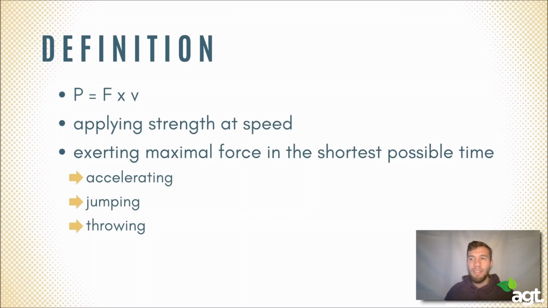What that exactly means is we're trying to apply a strength at a certain speed. Therefore, maximal power would be producing the highest force at the highest possible velocity. When we talk about explosiveness in relation to power, what we mean is we're trying to move higher loads with more speed. When our goal is to produce power, to exert the maximal force in the shortest possible time, that is important for all kinds of tasks like accelerating, jumping, or throwing something.